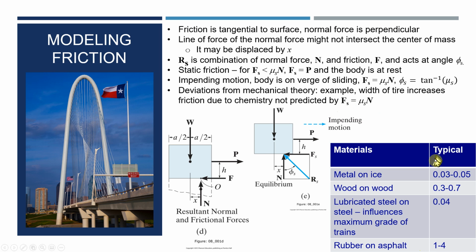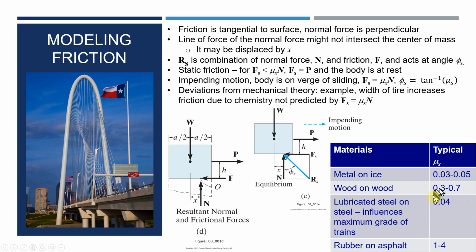So I want to look at some typical static friction coefficients. Metal on ice, very low. Wood on wood, 0.3 to 0.4, 0.7, something like that. Lubricated steel on steel. So this has to do with trains. Trains are incredibly energy efficient, because you might look and think, oh my gosh, those things have a heck of a lot of resistance. But when you look at the total tonnage of what they haul, they do better than semis and automobiles. Only ships at sea do better.